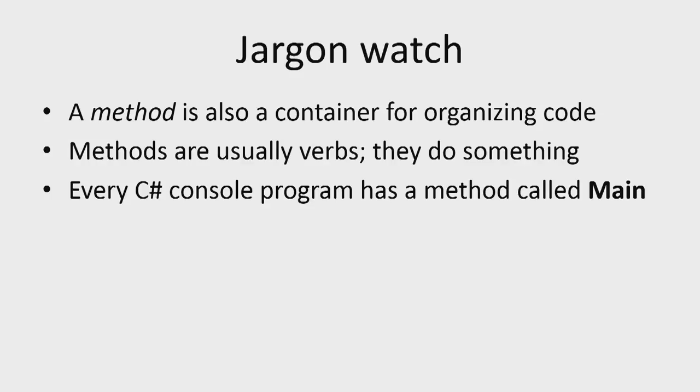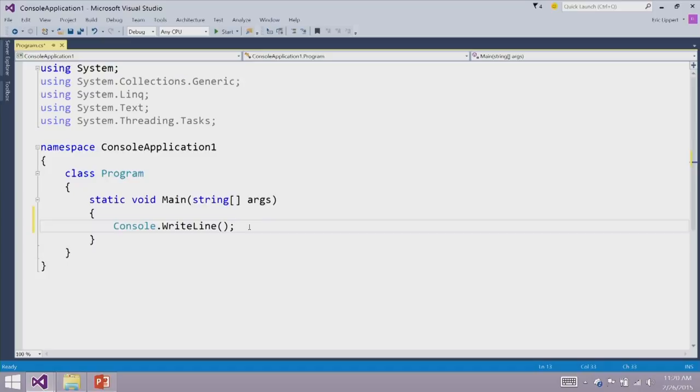Methods are the verbs of your program. So if you have a noun like Wizard, then you might have a verb like CastSpell, or MoveNorth, or whatever it is in the domain that you are writing your program about. There are verbs, and they are associated with those nouns. Methods are the things that actually do something in your program. And as I mentioned, every C# console program has a method called Main, and it is the one that runs when your program starts. Let's make this program actually do something.